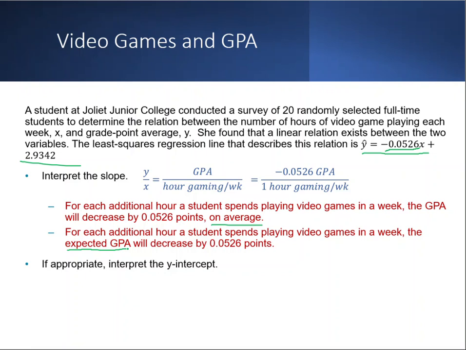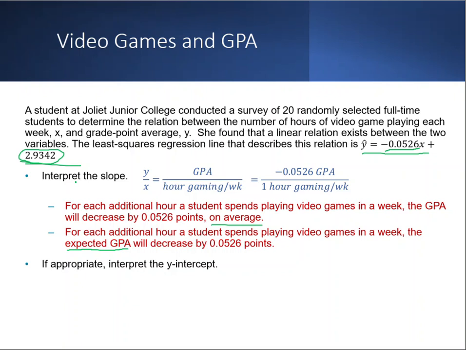Let's move on to interpreting the y-intercept. Remember that in our least squares regression formula, we're looking for a value, any number in that equation that's all by itself. And that happens to be this 2.9342. It's a number that's all by itself. It doesn't have a variable multiplied by it at all.